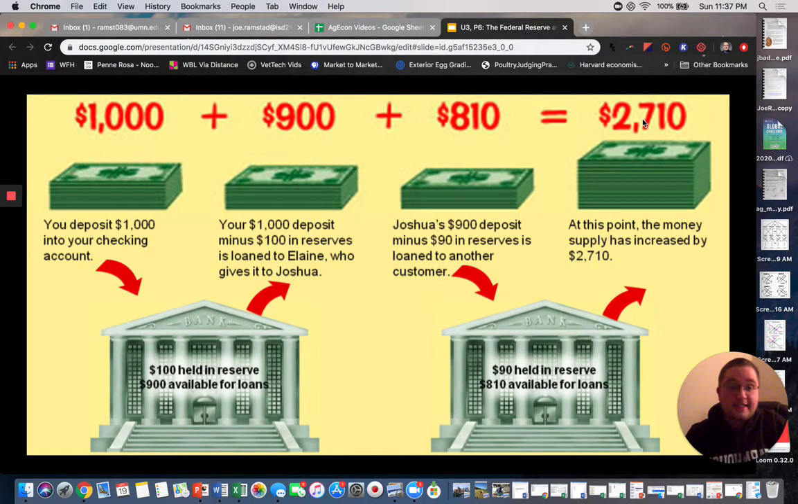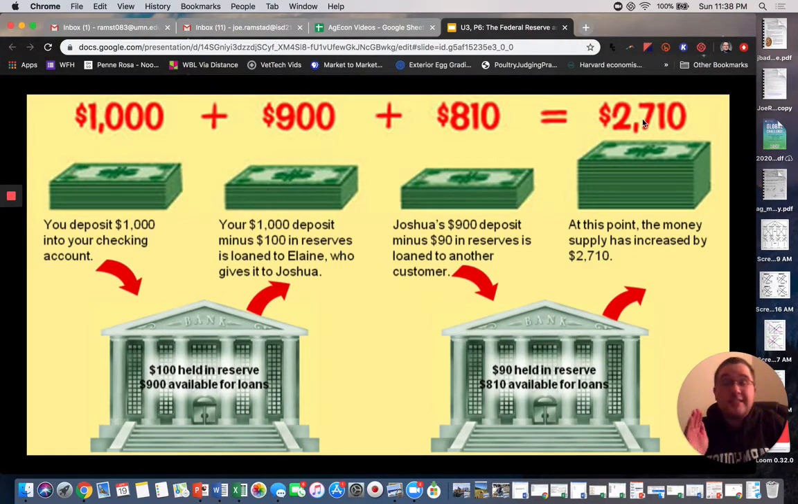So you can kind of see that at this point, just simply off of that $1,000 investment that you turned in, you've generated $2,710 overall in the economy. That's $1,710 additional than what you had already given in. And that's because the bank is able to hold things in reserve and then distribute that additional money.